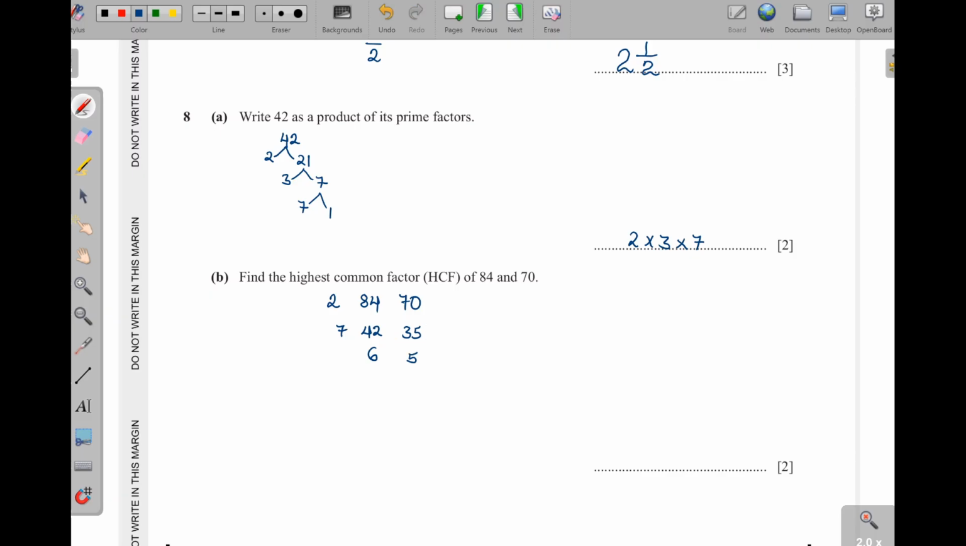You see that? Now, those are the only numbers that we can divide, because there is no number that is going to divide 6 and 5 except 1. You see that? So that means we are done. So our highest common factor then is going to be 2 times 7. So we get these numbers that have divided both numbers here. We multiply them and then we get our answer, which is now 14.